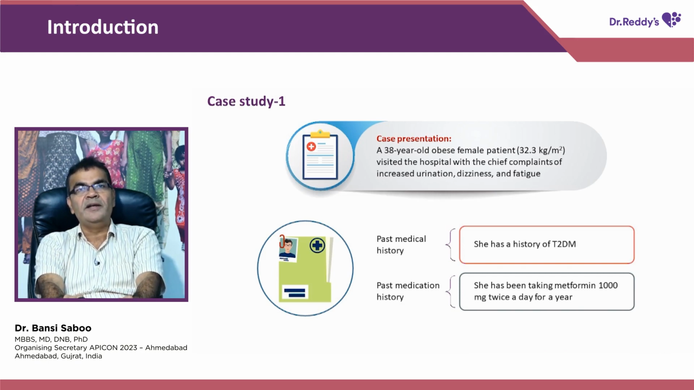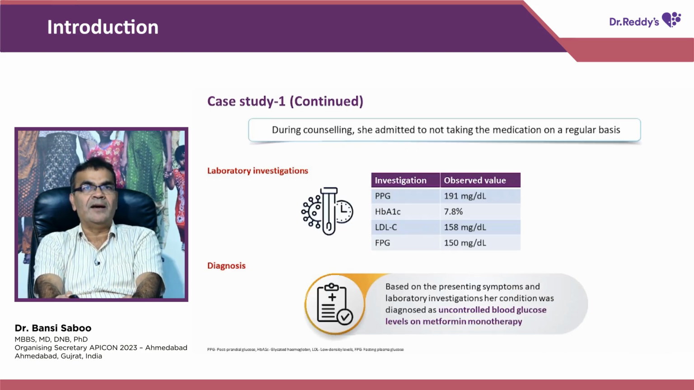She was already on metformin twice daily, and now the postprandial glucose is 191, with a fasting plasma glucose of 150 and HbA1c of 7.8. Here LDL is also uncontrolled. With the presenting symptoms and the complaint, we could understand that she has uncontrolled diabetes while on metformin.